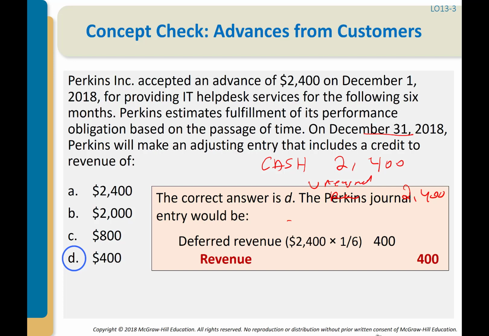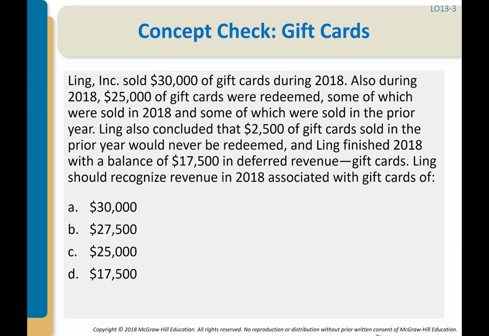Does that answer your question, kind of, sort of? Yeah. Okay. Now you come over and you take a look at this one with gift cards, and it's 30,000 gift cards. Also, during 2018, $25,000 of gift cards were redeemed, some of which were sold in 2018, and some of which were sold in the prior year. I don't care. Doesn't matter when they were sold. The point is that it's what? Being redeemed now, right? Okay.